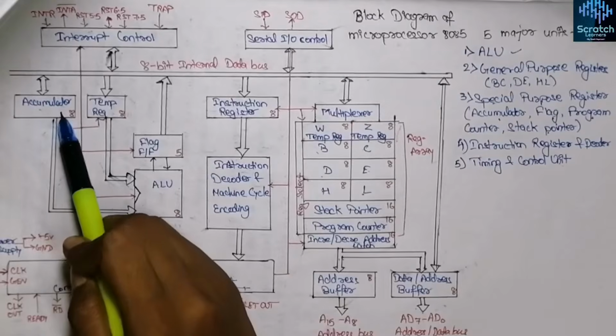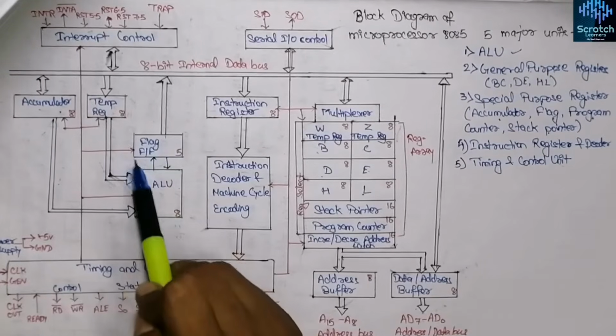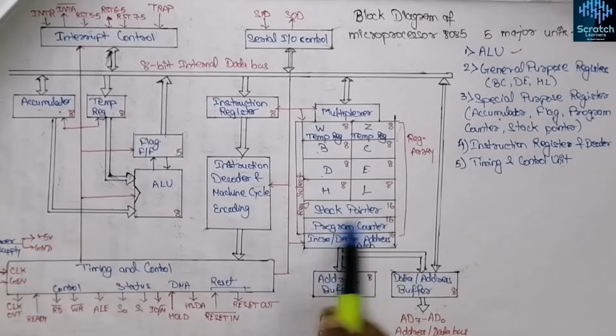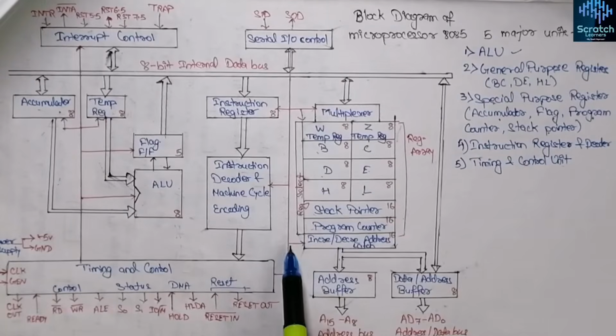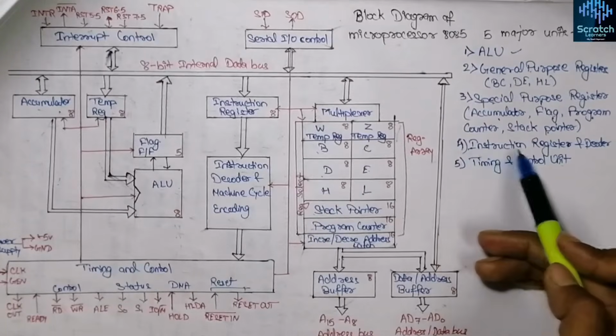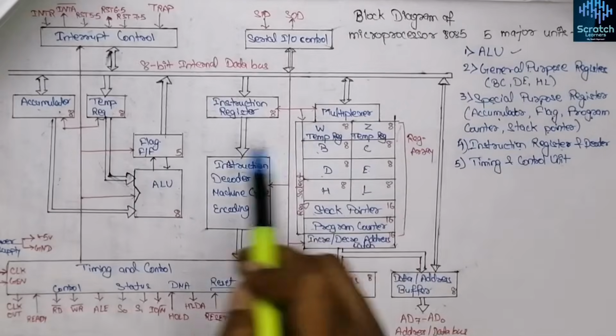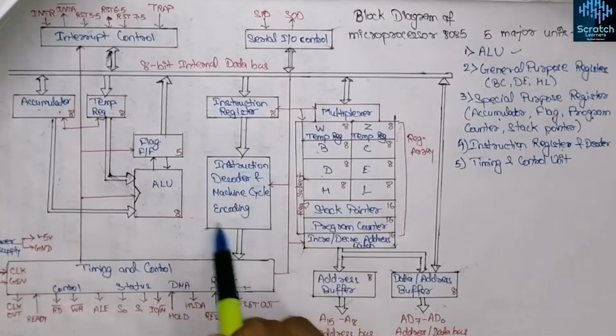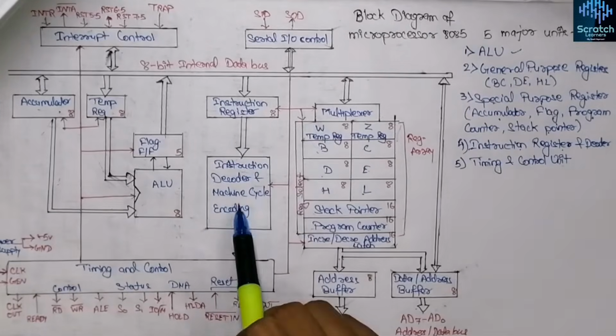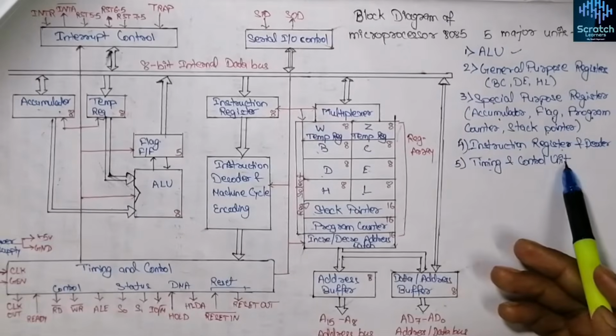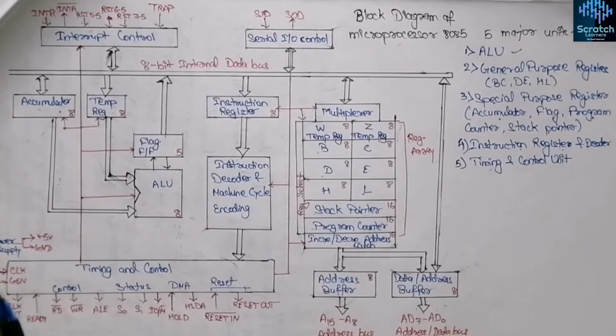You can see here is the accumulator, this is the flag register, this is the program counter and this is the stack pointer. The fourth one is the instruction register and decoder, that means this part. Okay, this is the fourth part. And the timing and control unit, so this is the fifth functional unit. So these are the major components of the 8085 microprocessor. Now let's know in detail about all these functional units.